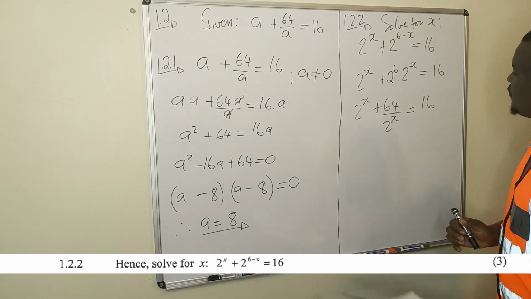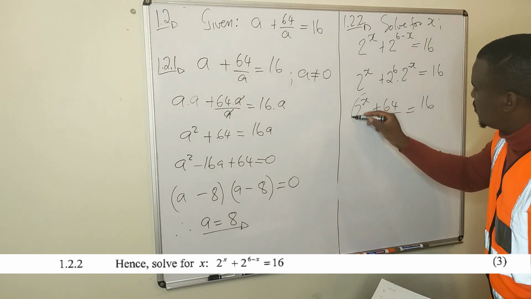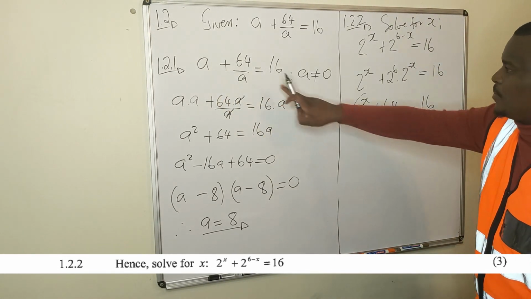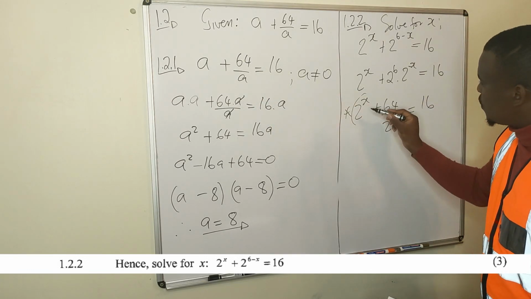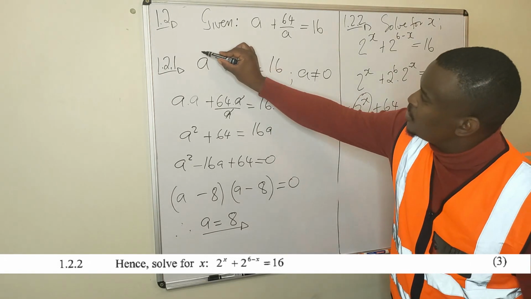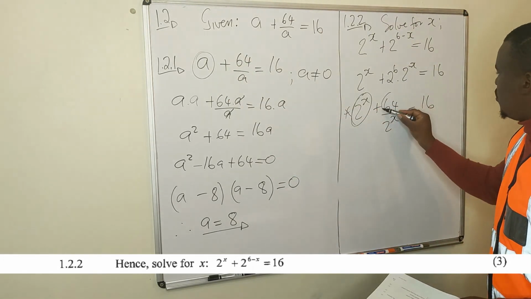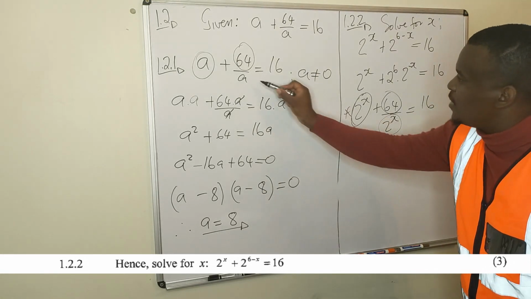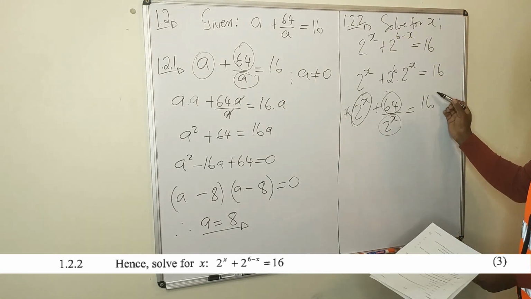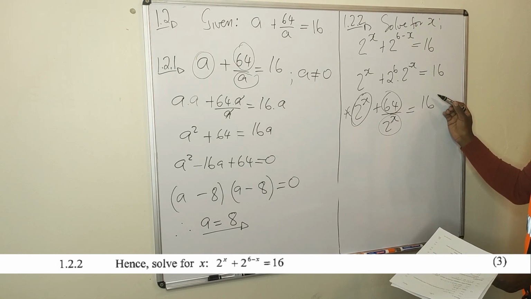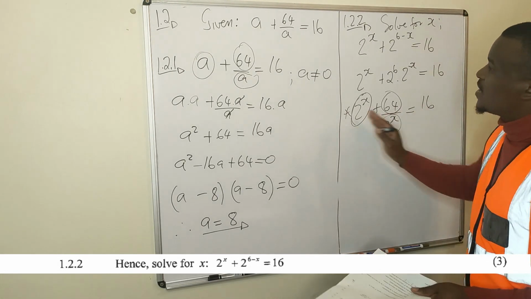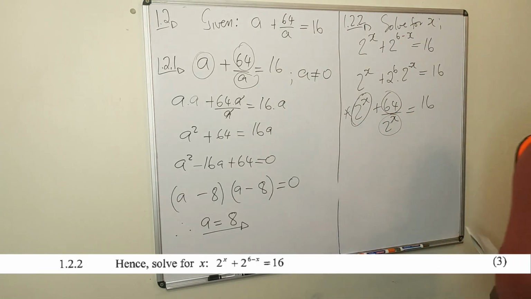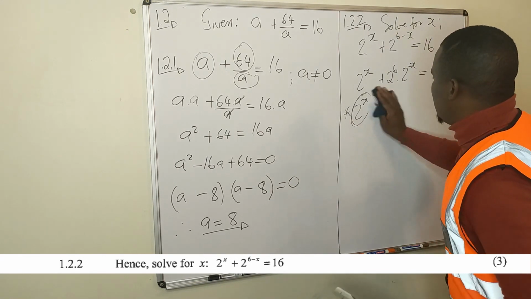So if you look at this equation here and that equation here, this one resembles that one. They look similar. Look at this part: 2 raised x. Is this 2 raised x here? You have 64, here's 64 here. You have your a, here's your a there. Then you have 16. So this equation that we have here resembles the first one that we were given. They look exactly the same.